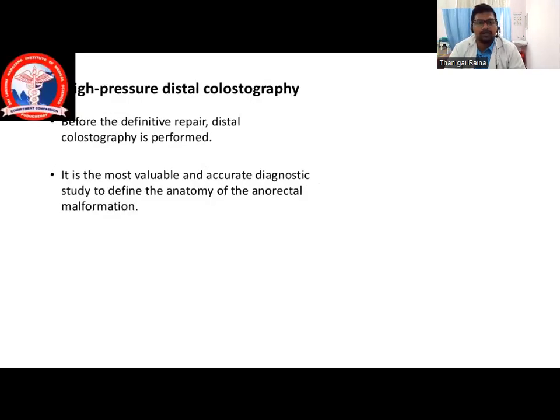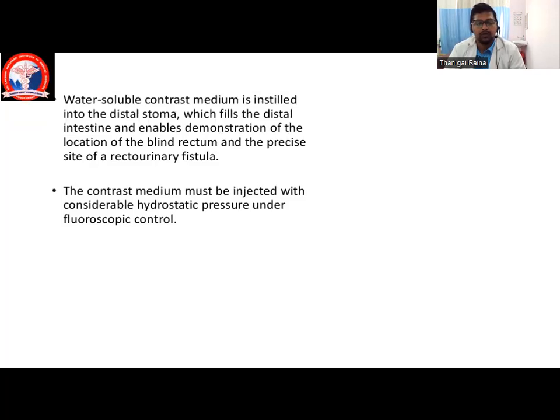So, coming to high pressure distal cholecystography. Before the definitive repair of the ARM, distal cholecystography is performed as the most valuable and accurate diagnostic study to define the anatomy of the anorectal malformation. How will you do it? A water soluble contrast medium is instilled into the distal stoma, which fills the distal intestines and enables the demonstration of the location of the blind rectum and the precise site of the recto-urinary fistula. The contrast medium must be injected with considerable hydrostatic pressure under fluoroscopic control.